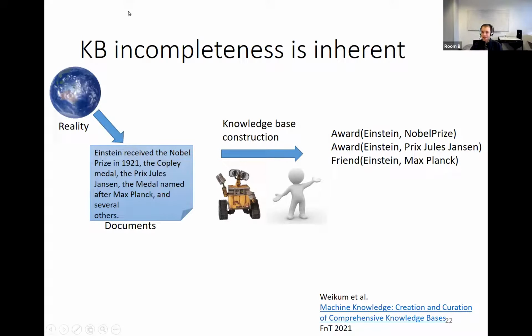Well, then let me give suggestions. So the first one is that the sources themselves are an incomplete representation of reality. What we see here, the document says Einstein received the Nobel Prize, and several others. So "several others" means he actually won more.